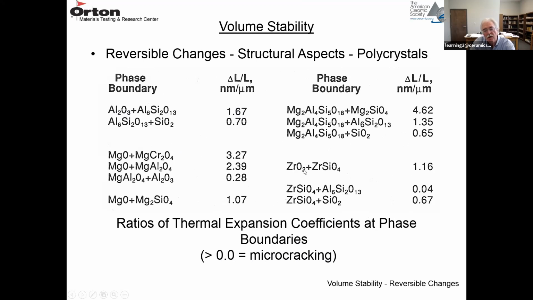Here's another one, ZrO2, zirconia, and ZrSiO4, 1.16. So if you look at all of these, they're all greater than 0. So refractories are composed of multiple phases. The potential for microcracking is there.